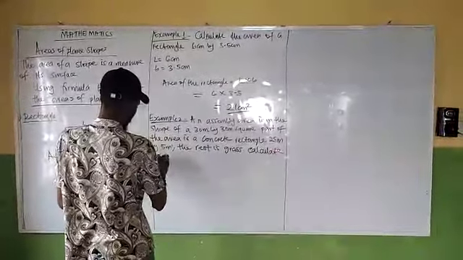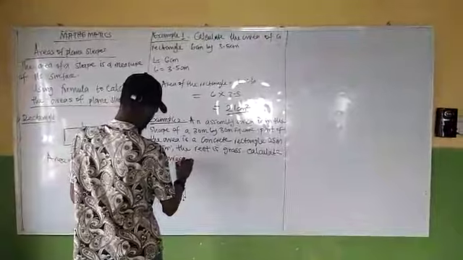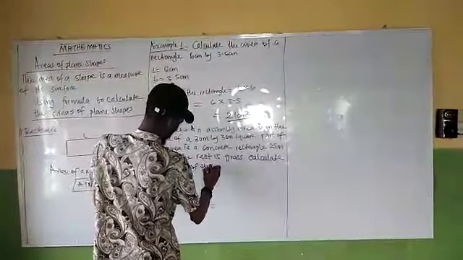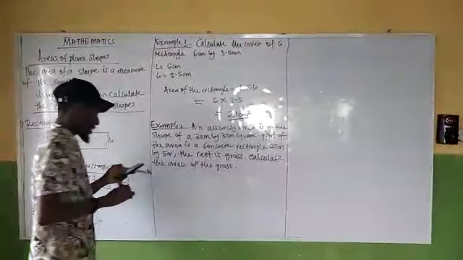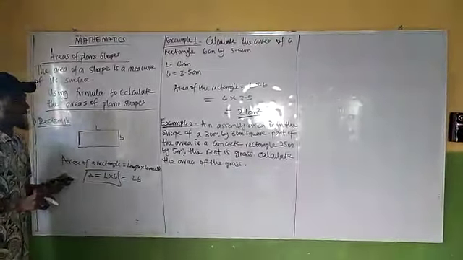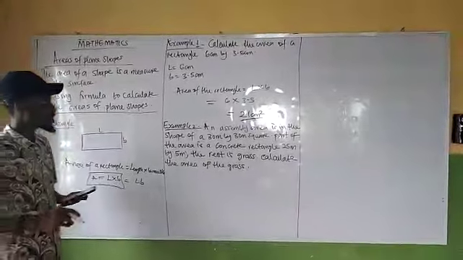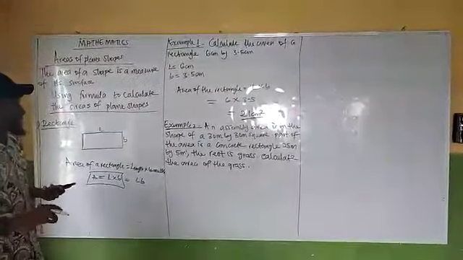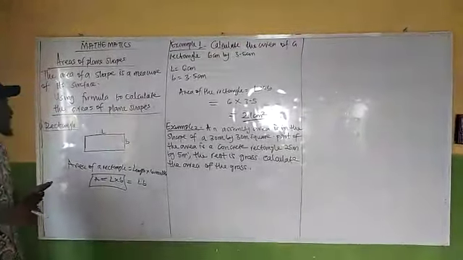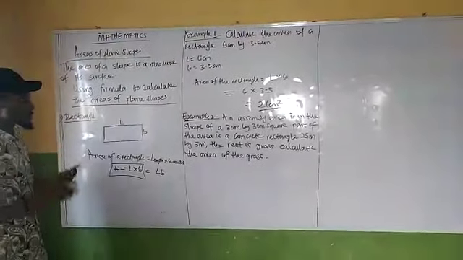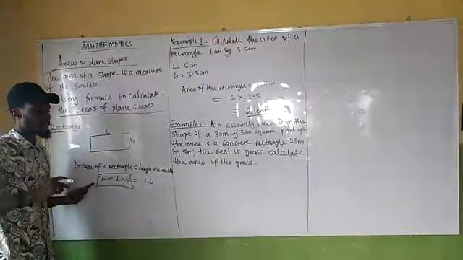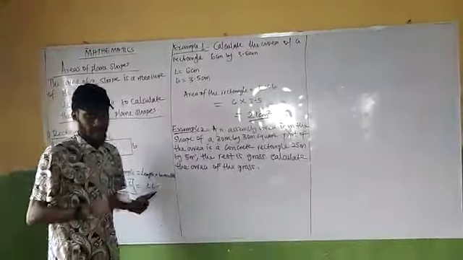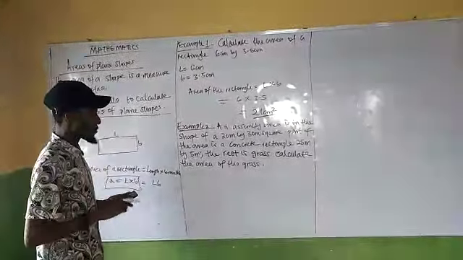Calculate the area of the grass. Now, let's solve this together. The question says an assembly area is in the shape of a 30 meter by 30 meter square. Part of the area is a concrete rectangle, 25 meter by 5 meter. The rest is grass. Calculate the area of the grass.